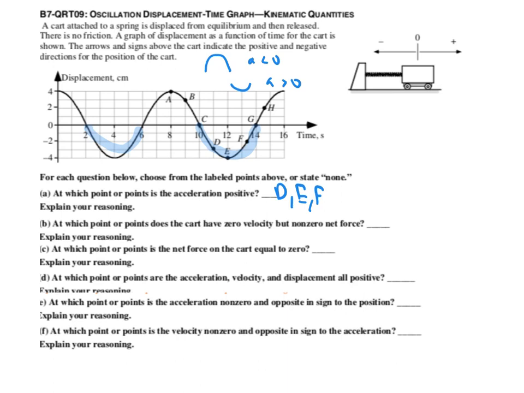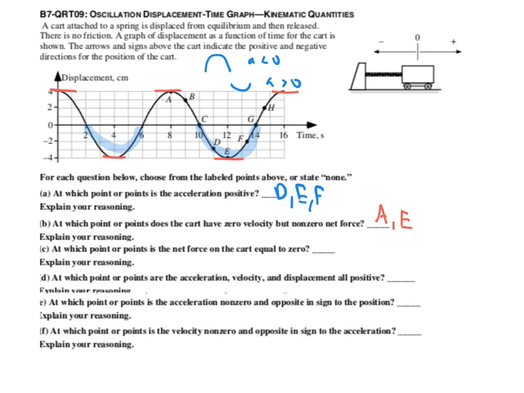At which point or points does the cart have 0 velocity but non-zero net force? So 0 velocity, of course, will happen at maxes and mins, where the slope is 0 because the tangent line is horizontal. So we're talking about either A or E, and we want non-zero net force, and that's actually true at both of those places because when the cart is not at equilibrium, then there is a net force. So since A and E are not at equilibrium, there we go.